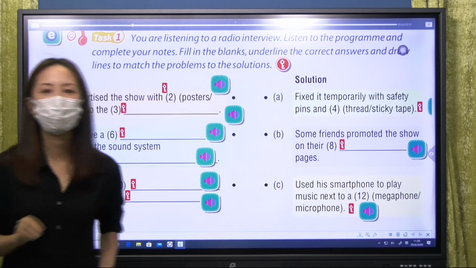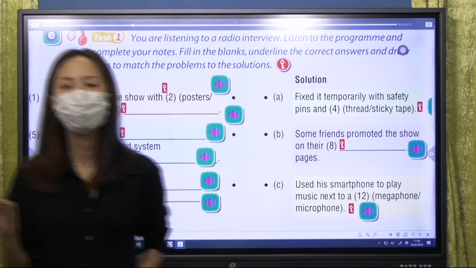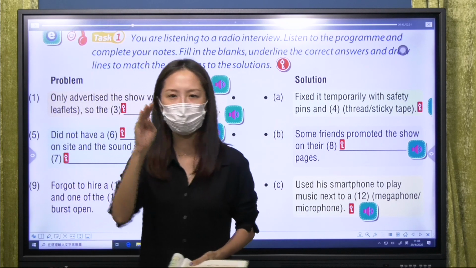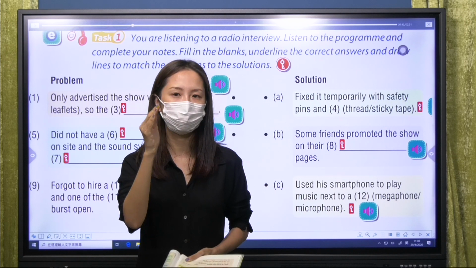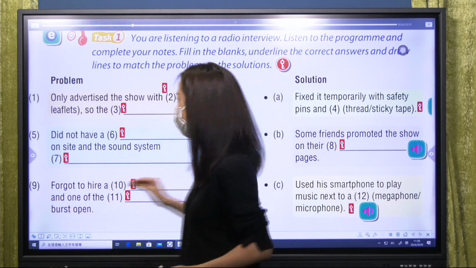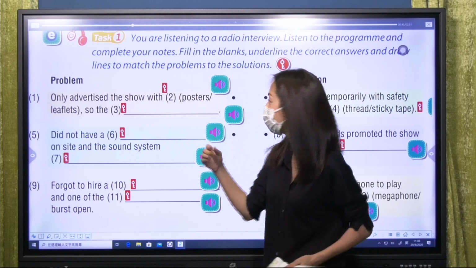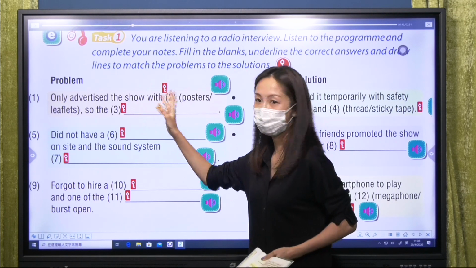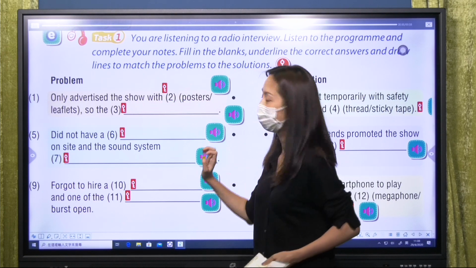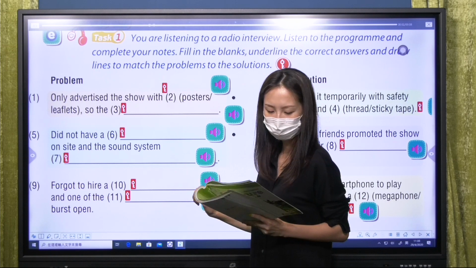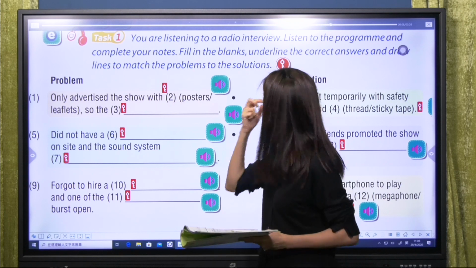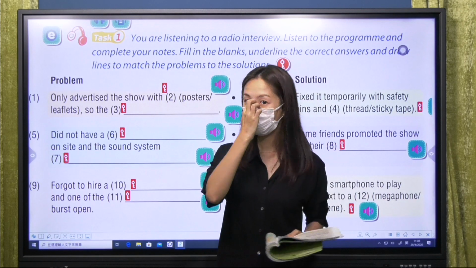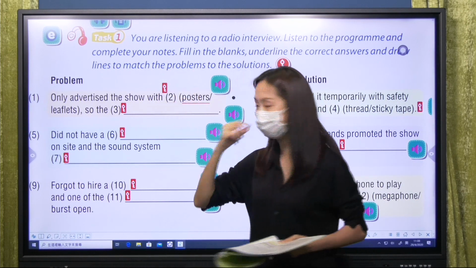Okay, so if you listen, the question doesn't follow the numbers. It doesn't appear in order. So let's look at number 2 and number 3 first. Only advertise the show with... For example, I only advertised my show by putting up posters at my fashion school. By putting up posters. Okay, this one should be easy.